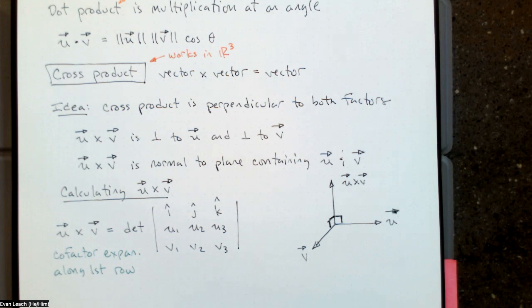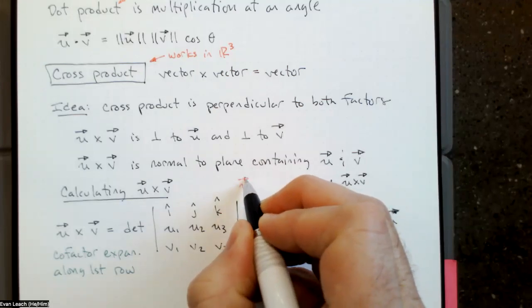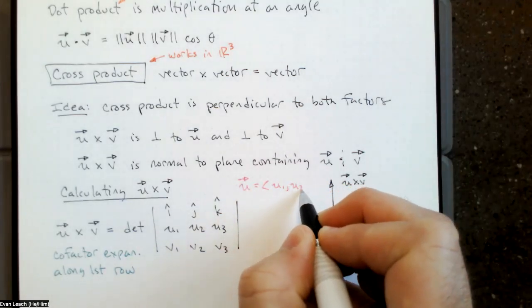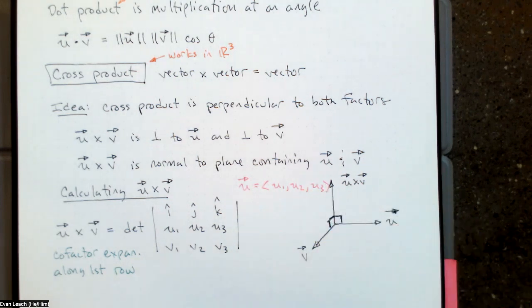Notice that u1, u2, and u3 are all scalars. They're the components of the vector u. U is the vector whose components are u1, u2, and u3, so u1, u2, and u3 are scalars. Similarly, v1, v2, and v3 are scalars.